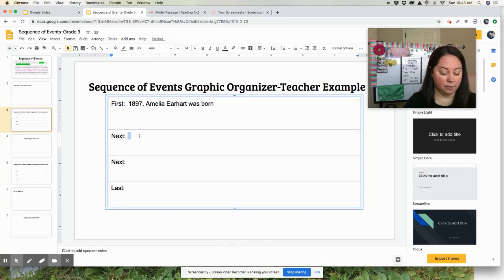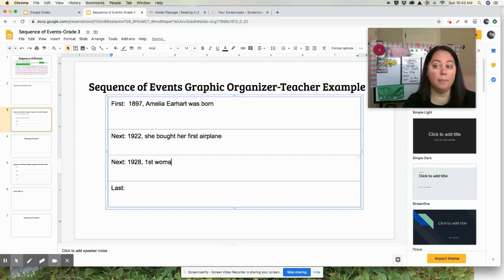And then when we reread, in 1922, she bought her first airplane. What was the next big date? 1928. This is important. She was the first woman passenger. She wasn't the pilot, she was the passenger to fly over the Atlantic Ocean.